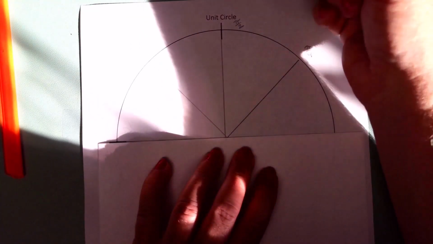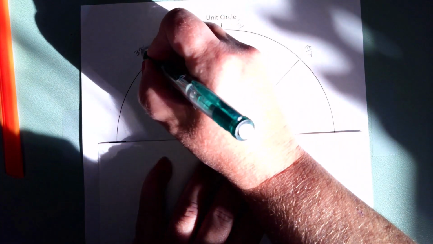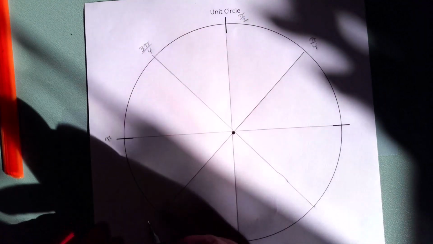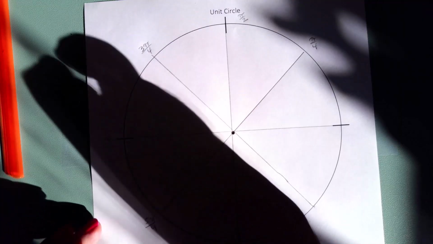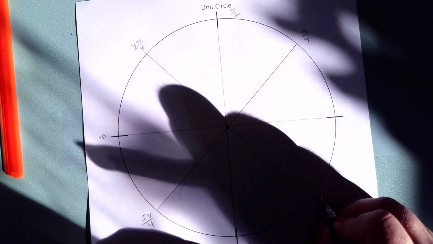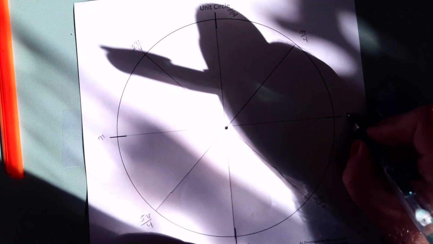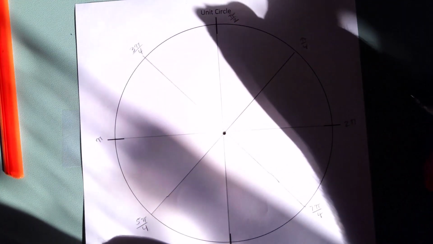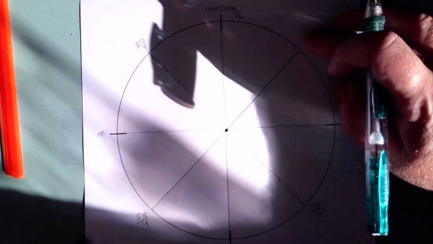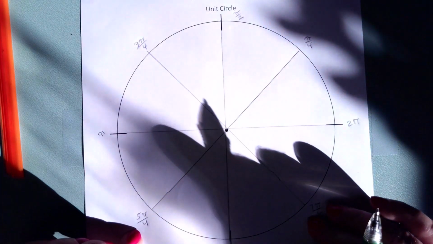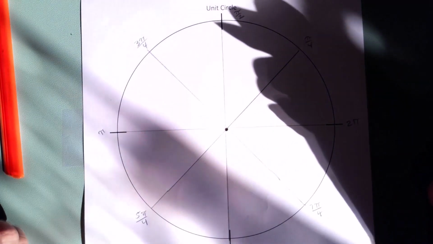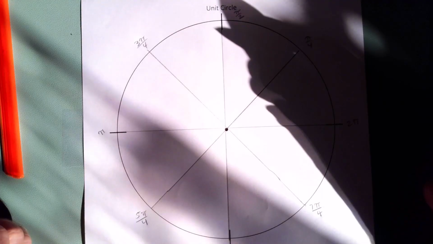So 1 pi over 4, 2 pi over 4, 3 pi over 4, 4 pi over 4, which is pi, 5 pi over 4, 6 pi over 4, which is 3 pi over 2, 7 pi over 4, and 8 pi over 4, which is 2 pi. And this is probably the easiest angle to do because all of these are going to have coordinate of square root 2 over 2, comma square root 2 over 2, and it just depends on which quadrant you're in as to what's going to be negative there.